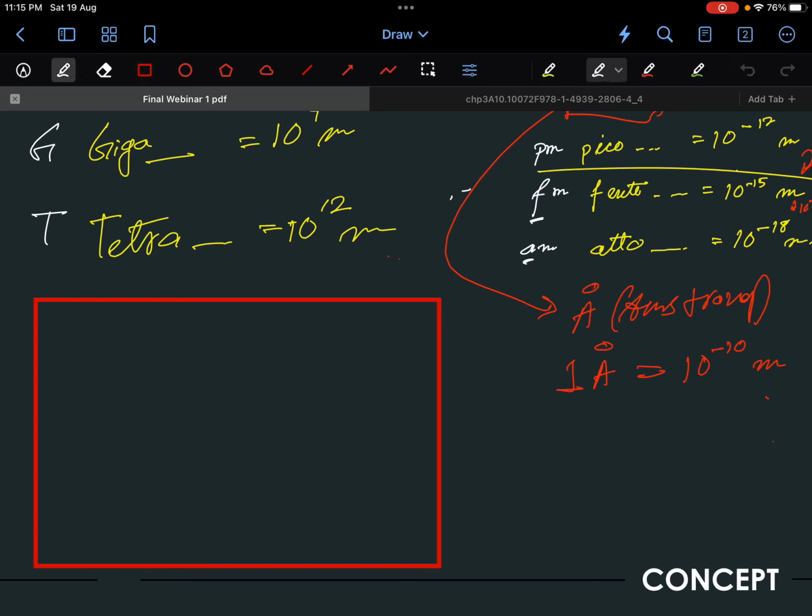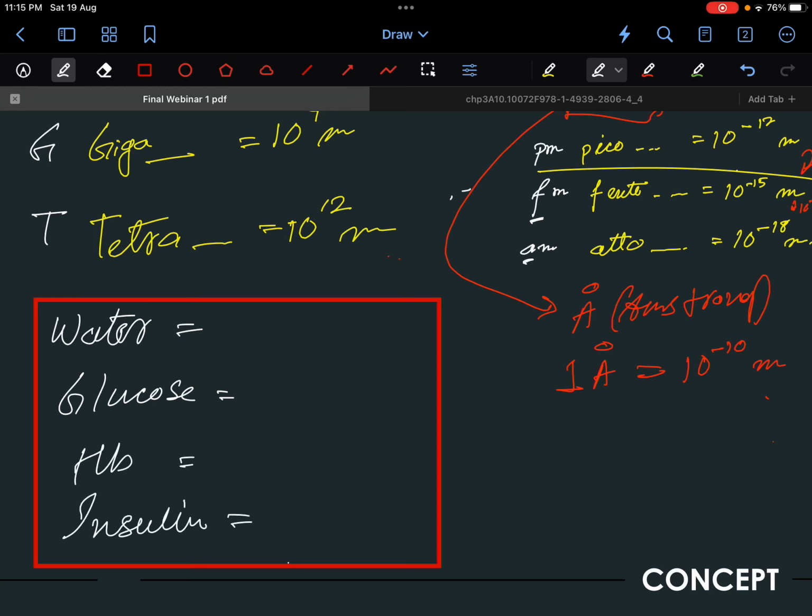What is the molecular weight of water? Normally in biological systems we measure molecular weights in Dalton. Not only in biological systems, in chemistry also. Water, glucose, hemoglobin, and insulin. There are many more that we should know, but I think these are the top 4 that every student should know. So what is the molecular weight of water in Dalton?